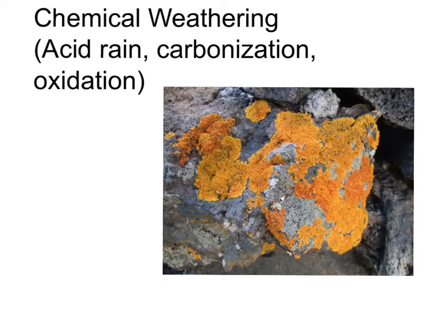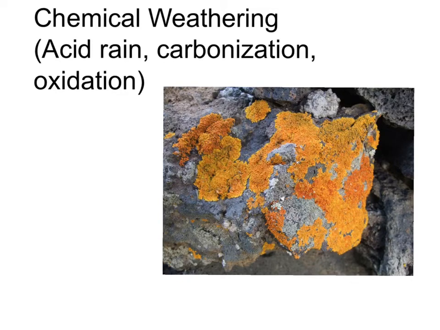The other type of weathering is chemical weathering, and this is the chemical change that's irreversible. Acid rain, carbonization, and oxidation are all examples of chemical reactions that take place with chemical weathering. In the picture that you see there, that's some type of rock that has minerals that have the element iron in them. Iron is a metal, and what happens when it's exposed to oxygen and the other gases in the atmosphere, a chemical reaction takes place, and it oxidizes or it rusts.